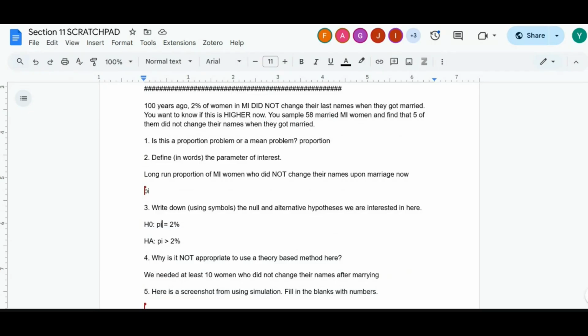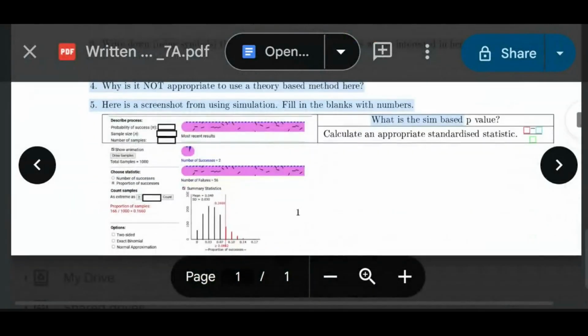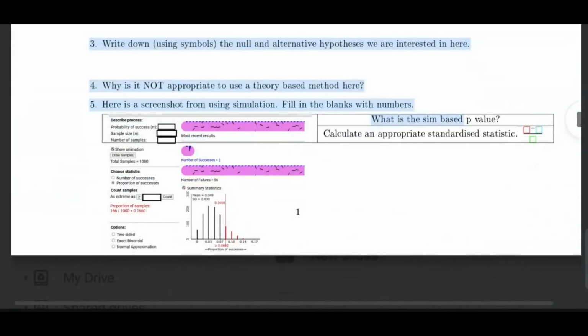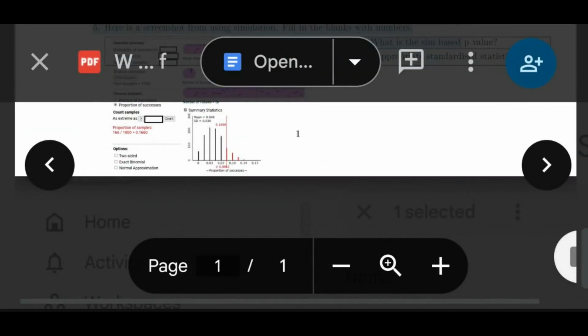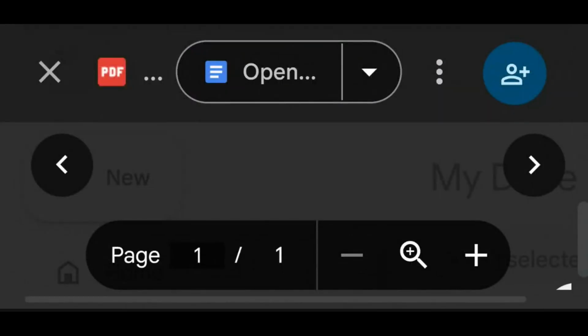So we needed at least 10 women who didn't change their names, and we didn't have that. So you cannot use theory. You have to go the simulation route, which is why I have to give you this screenshot. You have to use simulation to do this problem. So unless your eyes are like an eagle's, you probably have to look at the screen. It's really small, so it's very hard for me to read.